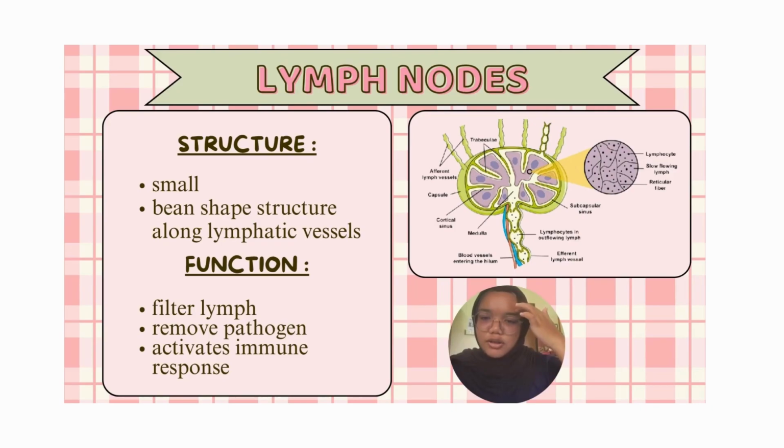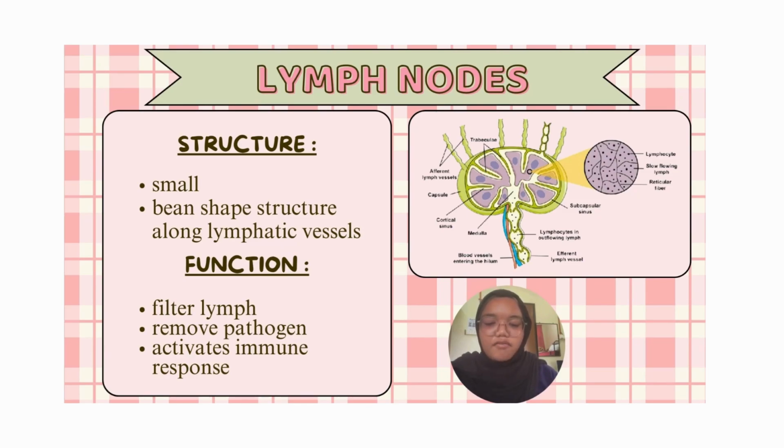Lymph nodes: the structure of a lymph node is a small, bean-shaped structure along lymphatic vessels, and it has three functions. The first is it will filter the lymph, the second is remove the pathogen, and the third is activate the immune response. As lymph enters one end of a lymph node, foreign substances are trapped by the reticular fibers within the sinuses of the node. The macrophages destroy some foreign substances by phagocytosis, while lymphocytes destroy others by immune response.